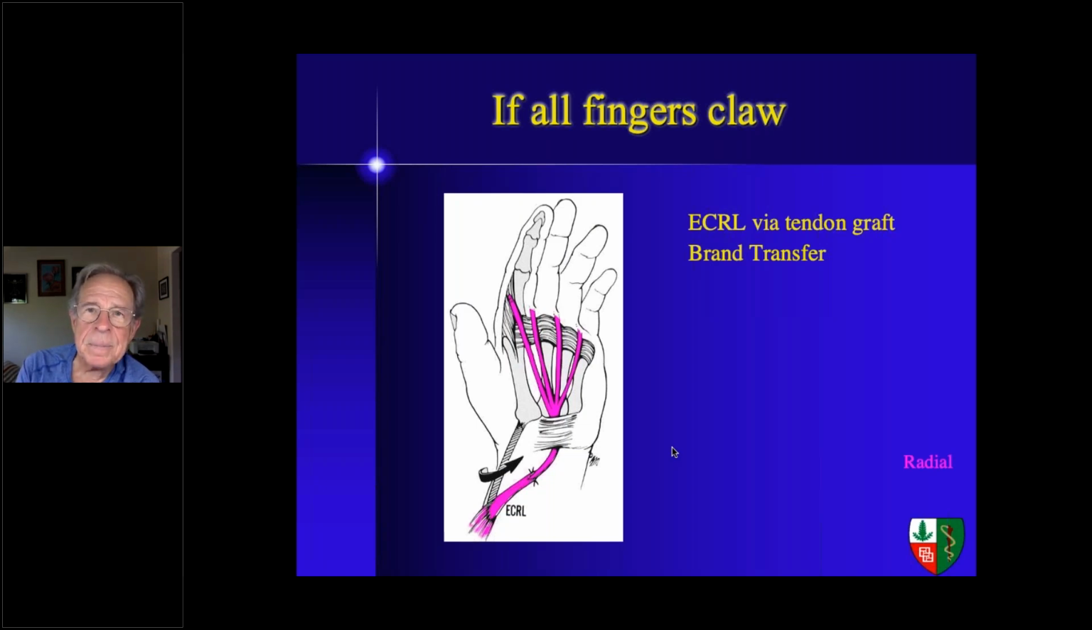Brand described, particularly for patients with both median and ulnar nerve intrinsic weakness, transferring the extensor carpi radialis via tendon transfer, a tendon graft, if you will, an interposition graft, as you see here, taking advantage of wrist extension and the tenodesis effect to get a better function, passing this volarly and then the grafts through the carpal tunnel.